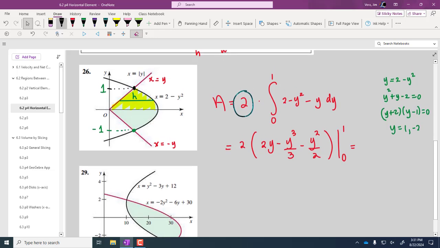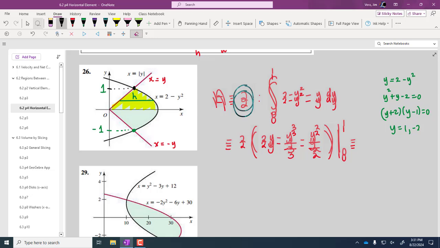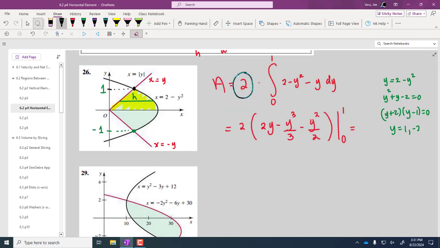Can you explain why we have the 2 on the outside of the integral? So the 2 on the outside of the integral is to represent the 2 pieces that we're breaking this apart into, the yellow piece and the pink piece. Because of the symmetry. So that 2 is doubling the yellow to get the combination of the yellow and the pink.